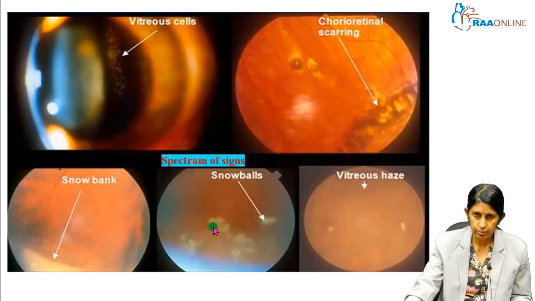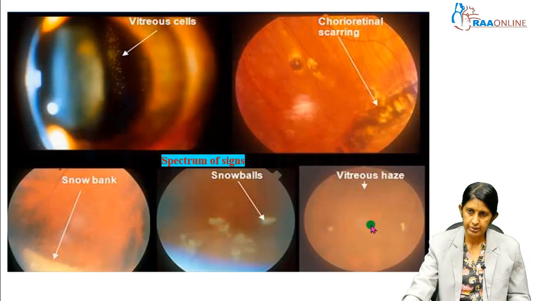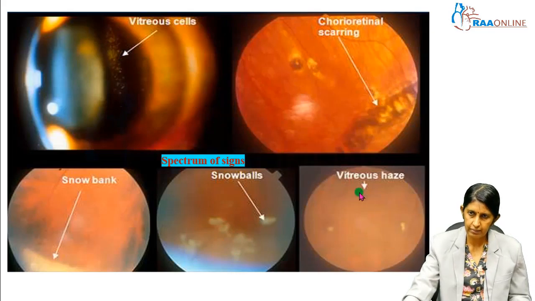These are snowballs. Snowballs again are substances that are present suspended in the vitreous cavity, and these snowballs are again aggregates of giant cells and macrophages and inflammatory material which are floating around in the vitreous. And this, like I mentioned, is vitreous haze. So, this is vitreous cell and vitreous haze.